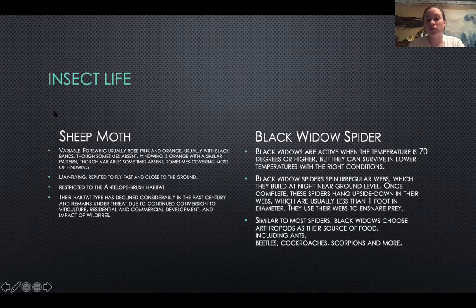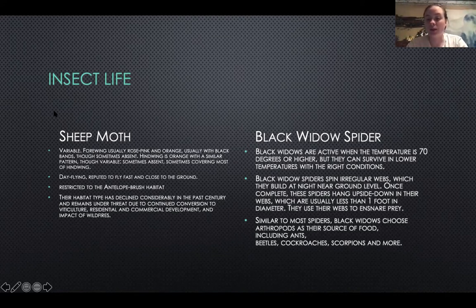Black widow spiders are very active when the temperature is 70 degrees or higher, but they can survive in lower temperatures with the right conditions. But they usually stay in those higher temperatures. The black widow spider spins irregular webs, which can be used to identify them, and they build these at night near the ground level. Once they're complete, they'll hang upside down in their webs, which are usually less than 1 foot in diameter, and they use these to ensnare their prey.